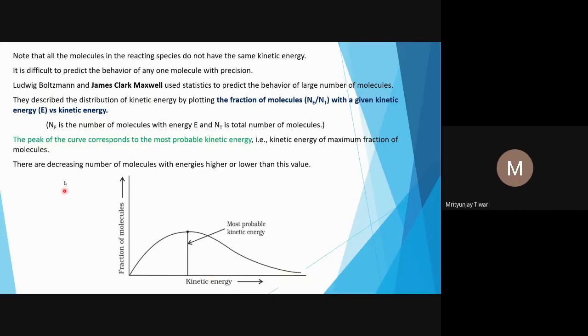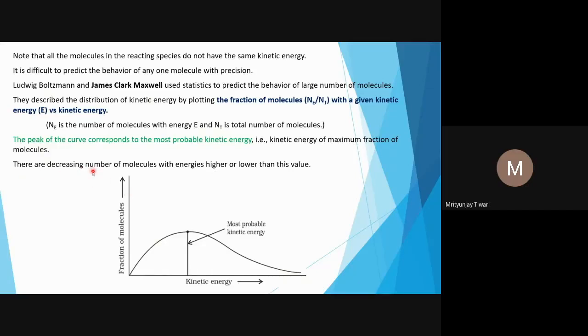So kinetic energy is on the x-axis, Ne here represents the number of molecules with energy E, and Nt is the total number of molecules. These things I have already explained. The peak of the curve corresponds to the most probable kinetic energy, and how do we know that? The maximum number of molecules have this kinetic energy, and that is why this is the most probable kinetic energy. That is the kinetic energy of the maximum fraction of molecules, and the maximum fraction is the maximum number.